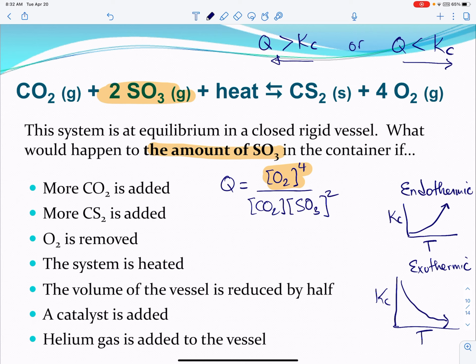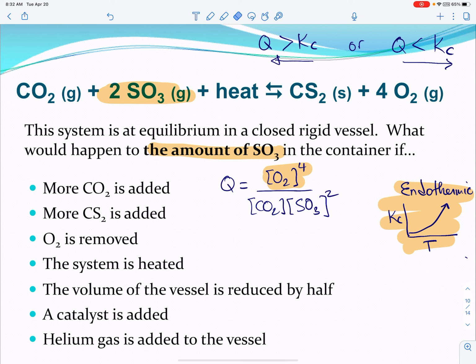So you want to have those two graphs memorized. And when you do a Le Chatelier problem, if you have an endothermic reaction like we have here, you would sketch that graph in your answer. Just like you wrote the expression for Q, you would sketch the graph of the endothermic relationship of Kc and temperature. If the reaction were exothermic, you would sketch the second graph. Okay, so now that we know the relationship between Kc and T, this is an endothermic reaction, so that's our relationship. Let's look at what happened.